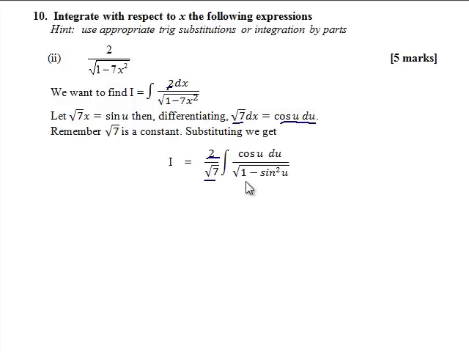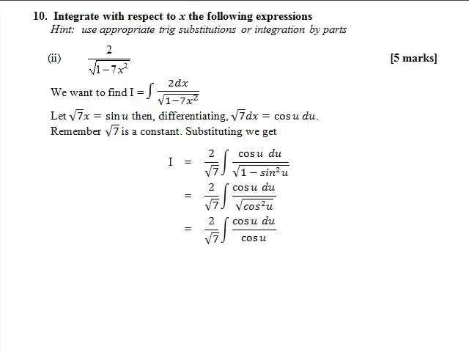So 1 minus sine squared u is the same as cos squared u. We have a square root here, so we can square root and square, and cancel those. Now we have a cos u in the denominator and a cos u in the numerator, so they can cancel.